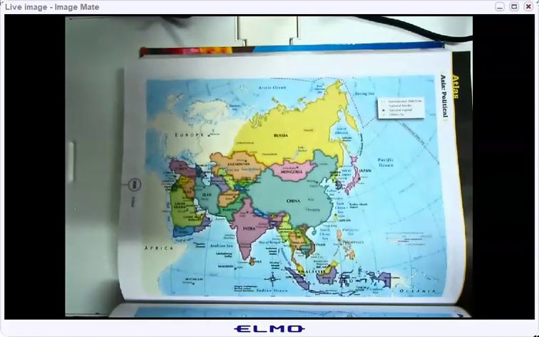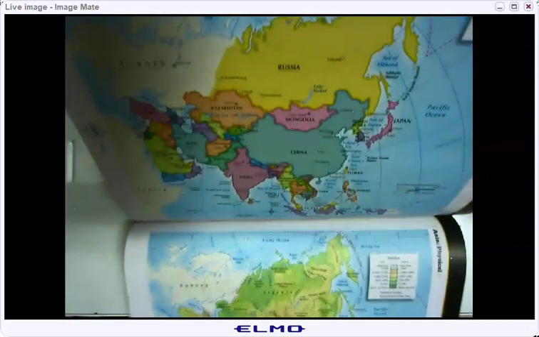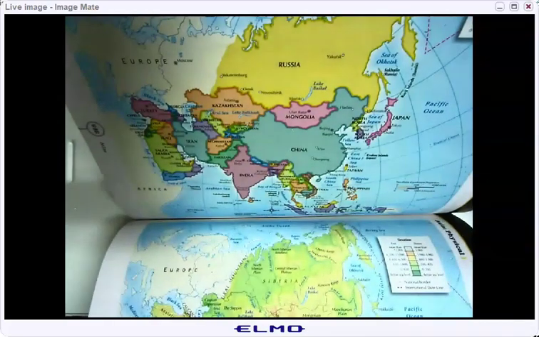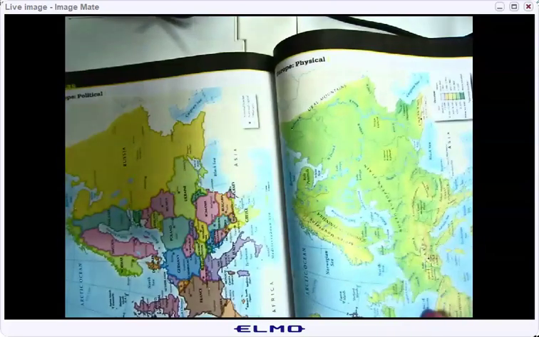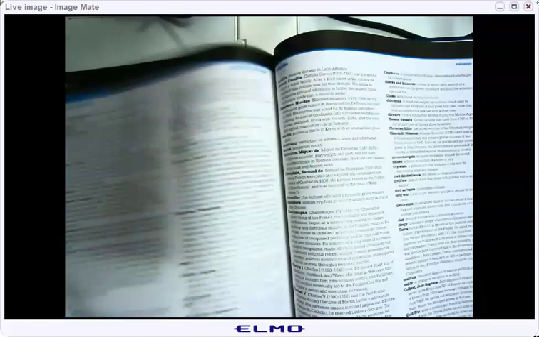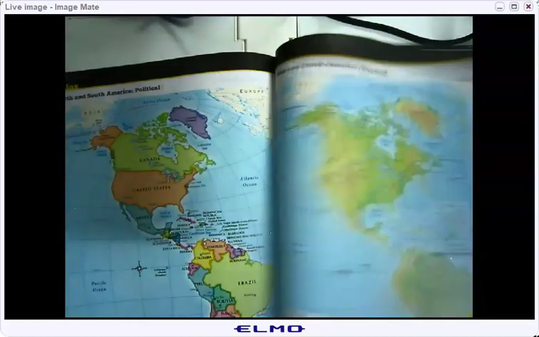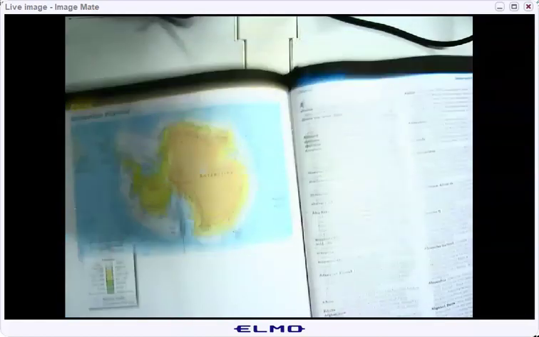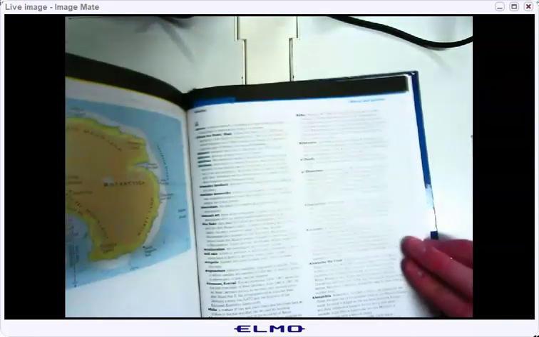Got Asia. I'm filming this on a 15 or so year old document camera. It seems to be holding up pretty well. There's a bit of glare, which I can never seem to get rid of. Oh well.